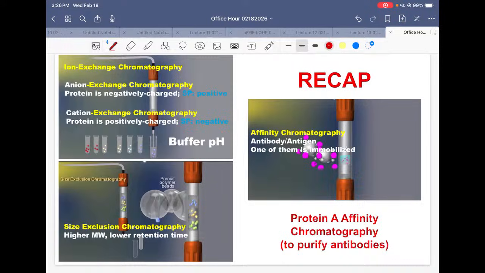Basically, we're going to be talking about, this is coming up. We're going to be talking about these different types of chromatography, right? Those are the important ones. So we have the ion exchange chromatography.